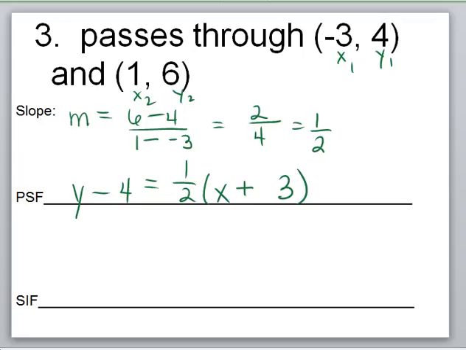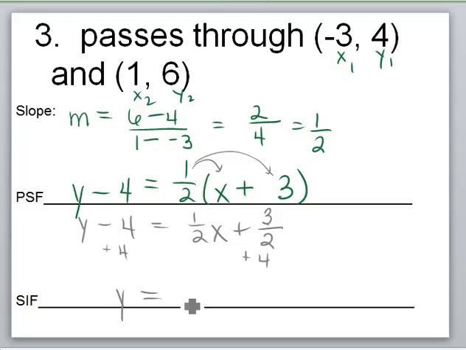Alright, just finished writing this in point-slope form, and now I'm going to write this in slope-intercept form. In order to do that, again, I'm going to have to distribute. So I'm going to have y minus 4 equals 1/2 x plus 1/2 times 3 is 3/2. And then the last thing I'll do here is add 4 to both sides.